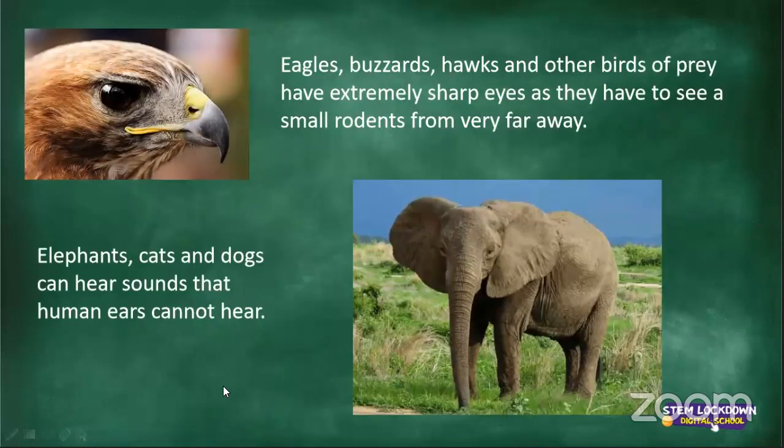Okay, we're still busy with the senses, and here we are looking at a hawk. Eagles, buzzards, hawks, and other birds of prey have extremely sharp eyes, as they have to see small rodents from far away. Just look at his eyes.